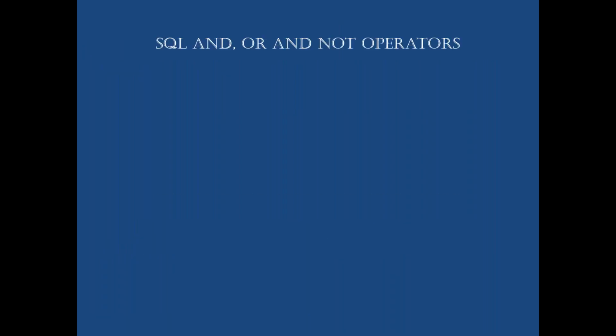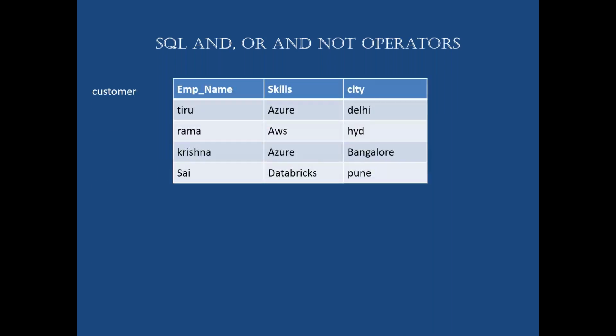Get it? Next, we will see the AND and OR conditions. Now let's say I have the same table. Select star from customer where skill equal to Azure and city equal to Bangalore. AND means what? Both the things must be true.